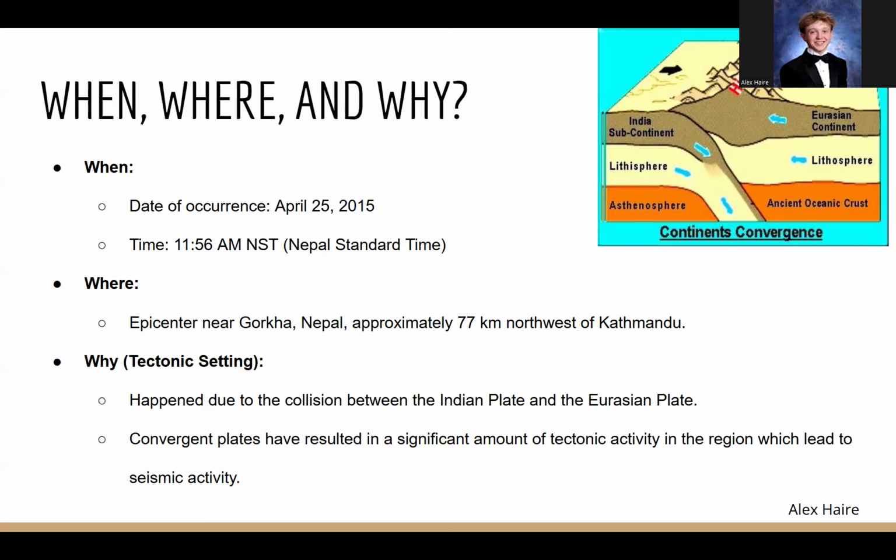Why? The tectonic setting. It happened due to the collision between the Indian plate and the Eurasian plate. Convergent plates have resulted in significant amounts of tectonic activity in the region, which led to the seismic activity.